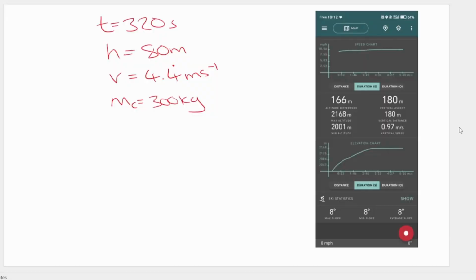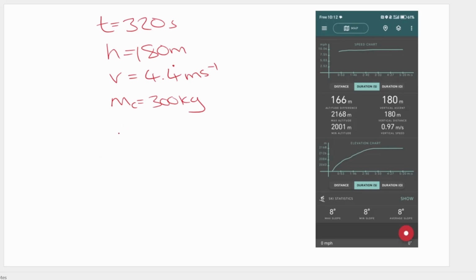So, a quick reminder of what we know. We know the time of the lift descent. We know the altitude increase, which is 180 meters, not 80 meters. We know the velocity is about 4.4 meters per second, and we know the mass of one chairlift unloaded, so with no people on it, is about 300 kilograms.